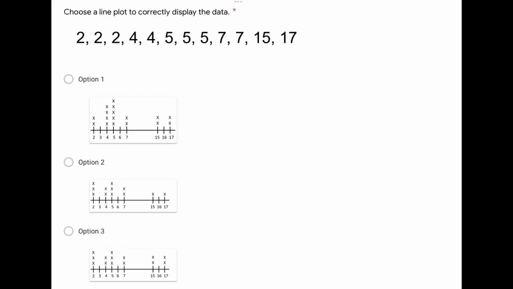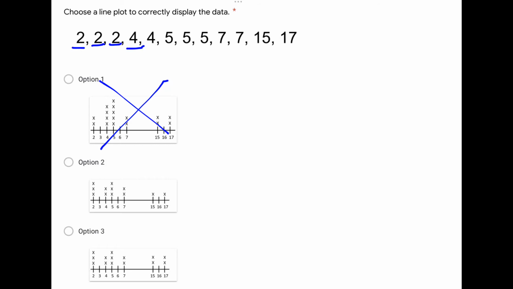Choose a line plot to correctly display the data. So first of all, we know we need 3 2s. So we're going to find the line plot that has 3 2s. Well, we can clearly see that that one doesn't, so we're crossing that one off right off the bat.